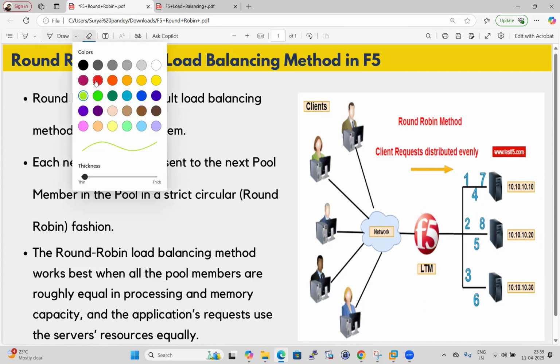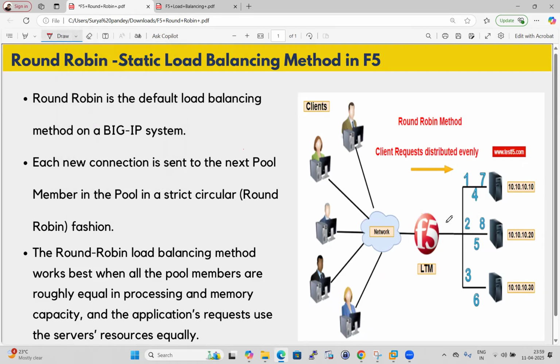So let's consider we are not using any load balancing method, we are not using F5. Just consider if 210 requests are coming and this server has a capacity of 210. If all these requests go to this one server, you can consider what the utilization of this server will be. Maybe 100%, maybe this server will be degraded, maybe it will crash.